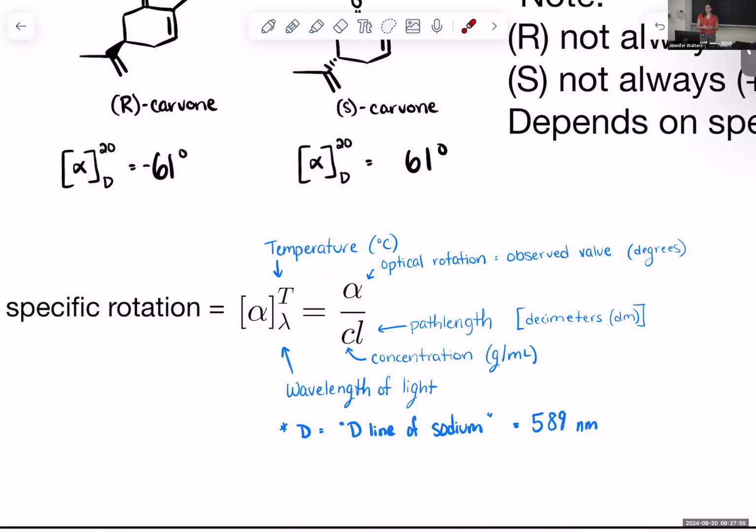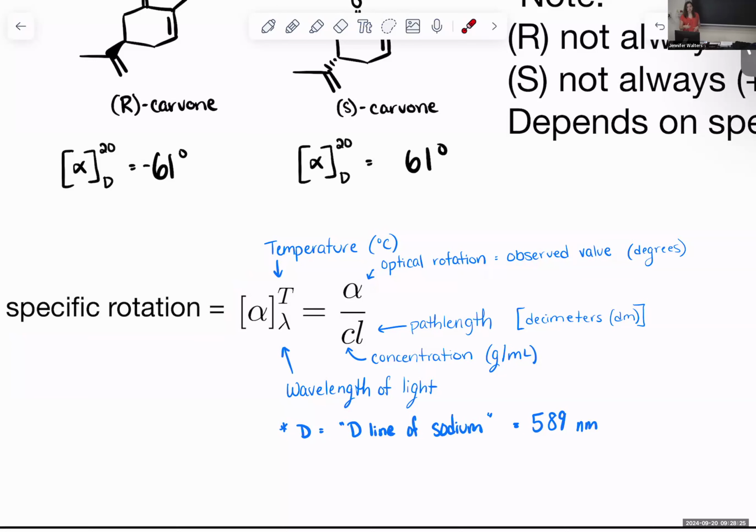So this is usually a common lab. I don't think OSU does it anymore, I don't think. But anyway, where you actually calculate the specific rotation. So to do that, your specific rotation is represented by alpha. So alpha in brackets is your specific rotation. That is the intrinsic property. Your alpha without brackets is your optical rotation. That is the extrinsic property. That is the actual just observed value.